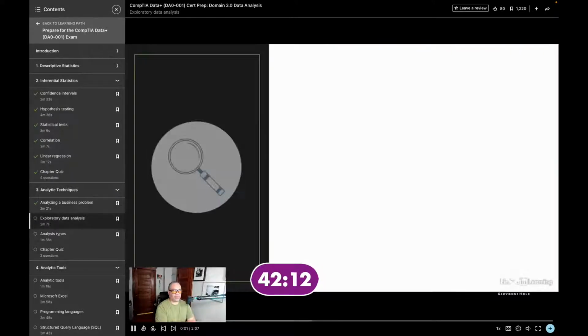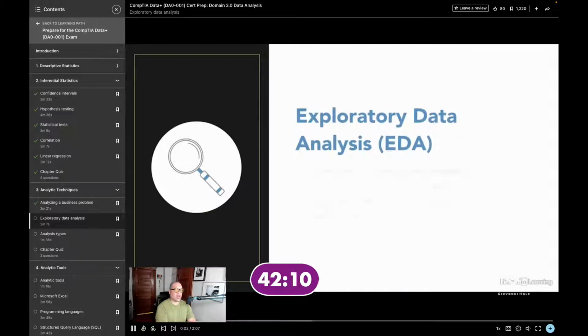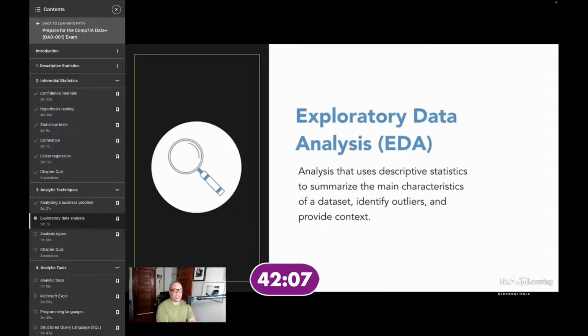When you first encounter a new data set, you should perform an exploratory data analysis. Exploratory data analysis, or EDA for short, uses descriptive statistics to summarize the main characteristics of a data set, identify outliers, and give you context for further analysis.